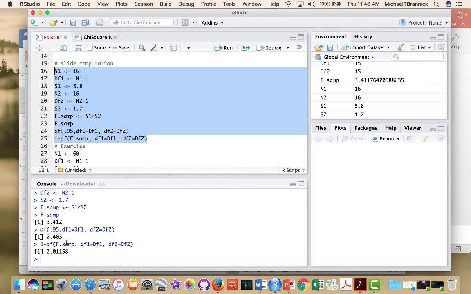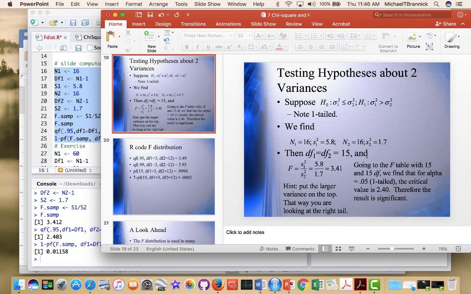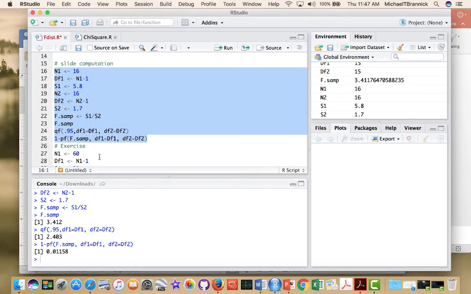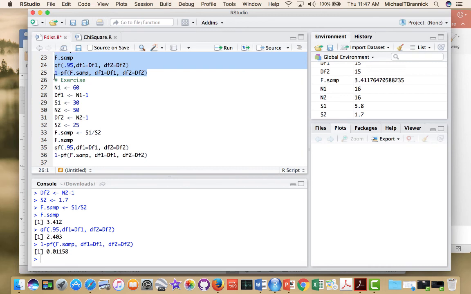It's significant because 3.4 is bigger than 2.4. All right, so that's the one that I did here. I've got 3.41 and 2.40, and so you can tell that the result is significant from there. But I didn't compute a p-value here. And finally, the exercise. Let's run that.